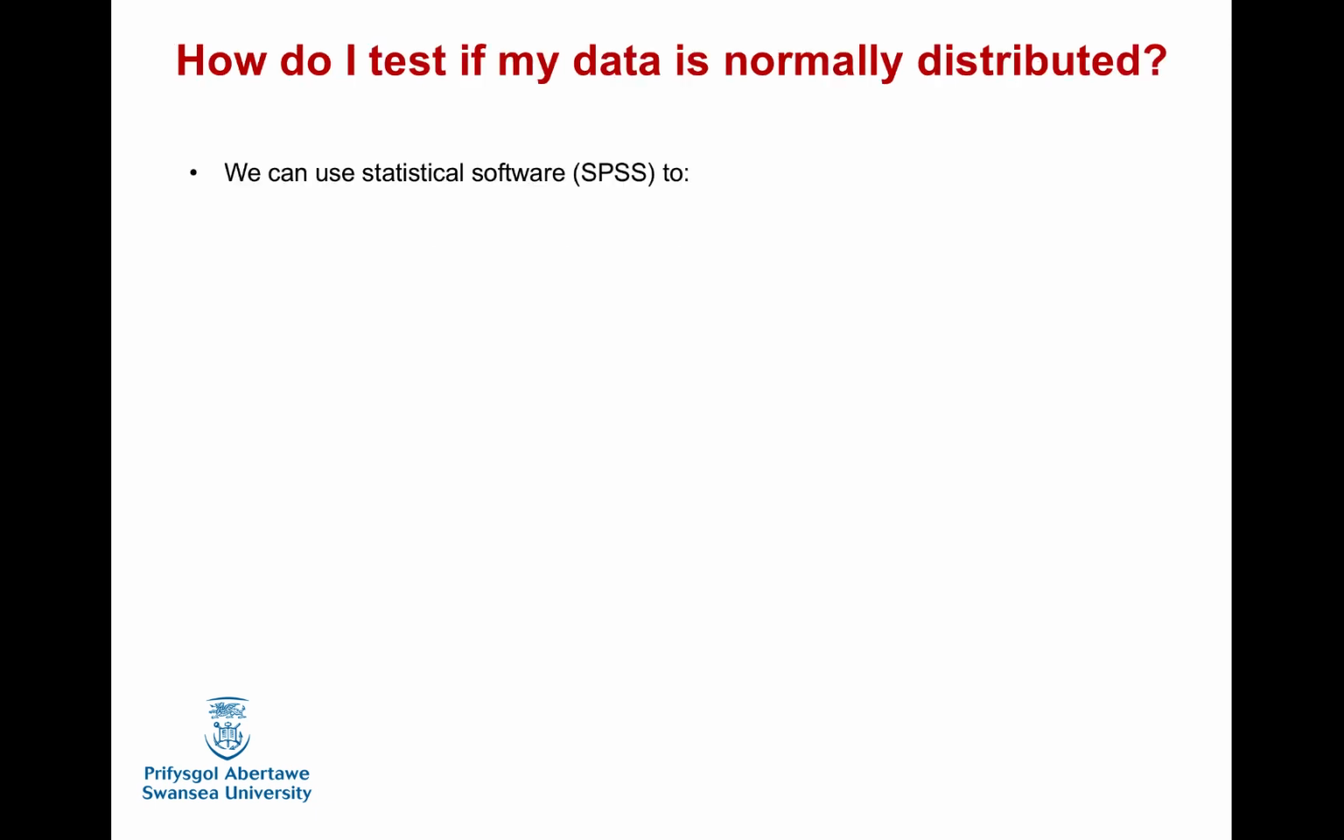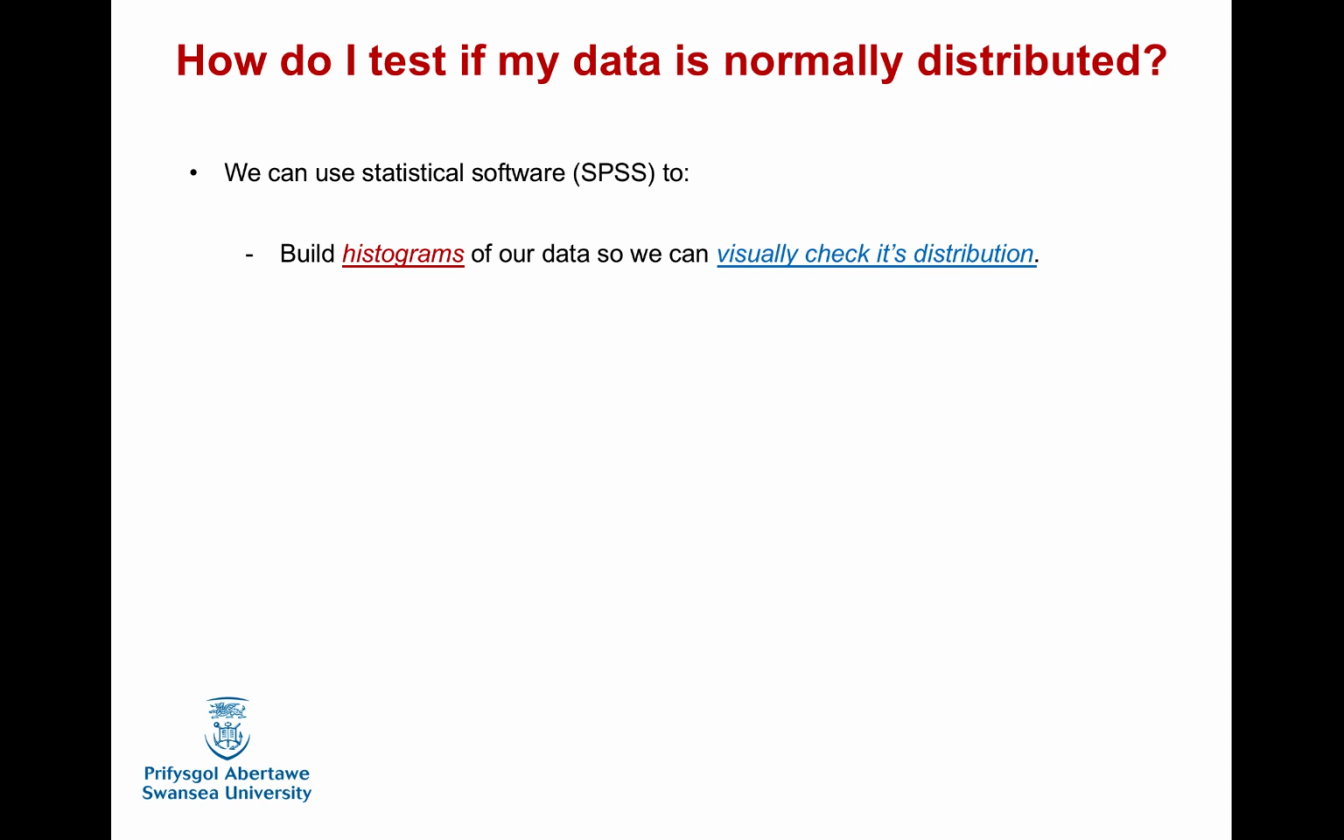Okay, so how do we go about testing if our data is normally distributed? And that's what we're going to do in workshop 2. We're going to use a statistical software package called SPSS, and there's a number of different things that we can do using that particular software. The first thing that we can do is build histograms.